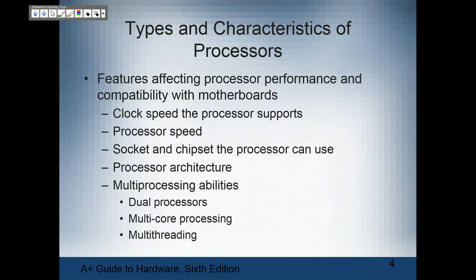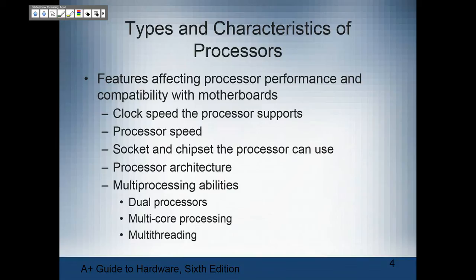Those two are the ones that matter for the things that affect the processor's performance: the clock speed that the processor supports, and it's going to have a multiplier that goes along with it. So the speed that it supports, the processor speed, the socket and chipset the processor can use, and this goes back to what's on the motherboard. The chipset, the set of chips that supports the functionality of the computer and of the processor. The architecture, 32, 64-bit.